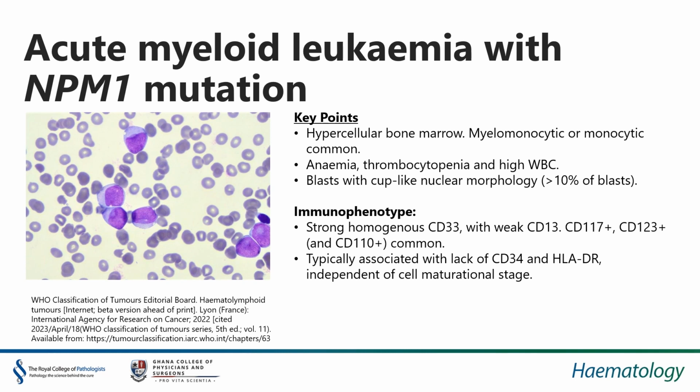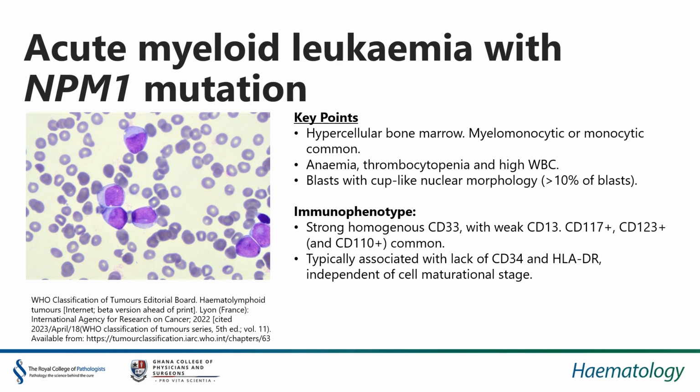Immunophenotypically, they have a very strong overexpressed homogeneous CD33, and again these cells have a weak CD13, CD117 and CD123. If your laboratory tests for CD110, this is quite commonly expressed in cases of NPM1 mutated AML. Now these cases are typically associated with the lack of CD34 and HLA-DR independent of the cell maturation stage.